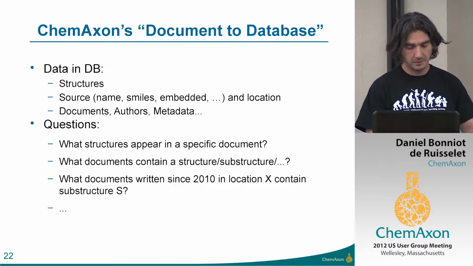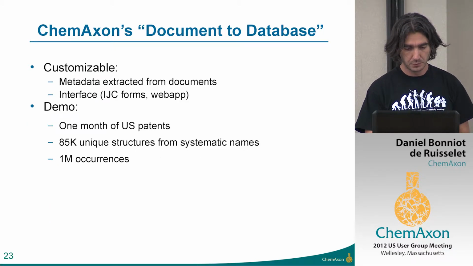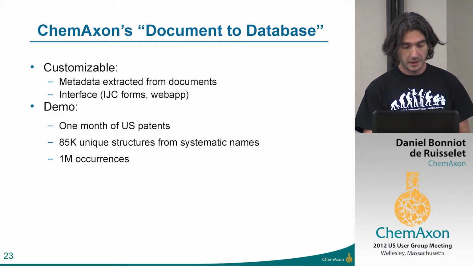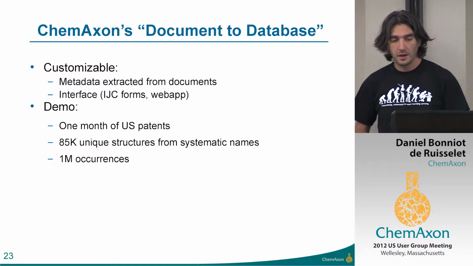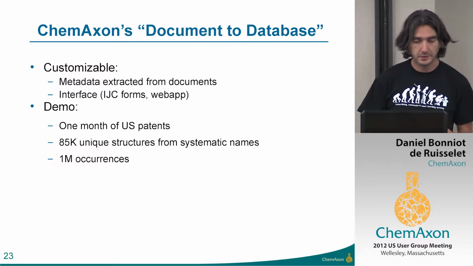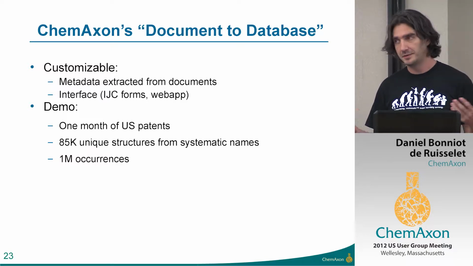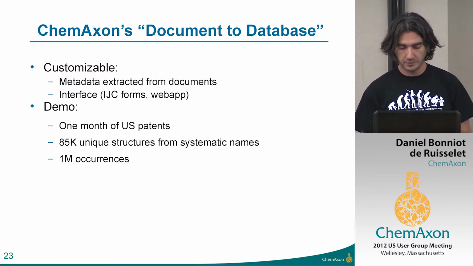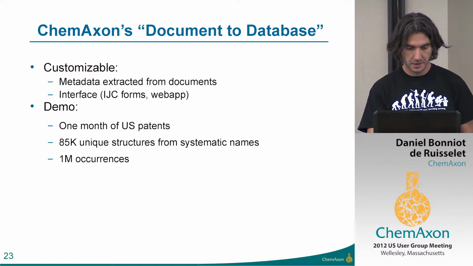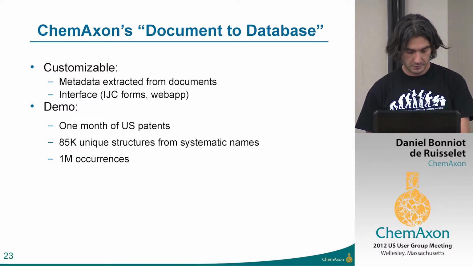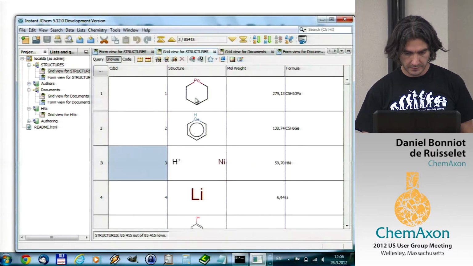So it can be very, very specific to what you actually need. So you can configure the metadata. And I built a demo, which is just to have some data to show to you. So I indexed 1 month of US patents. The result of that is 85,000 unique structures, 1 million hits pointed to these structures. And so now I'm going just to show you in IJC.